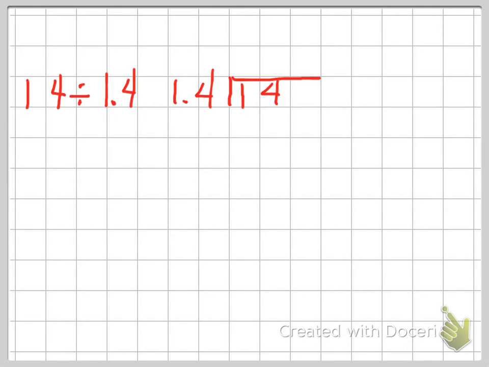Now, when you're dividing by a decimal, you actually have to move the decimal. But what you do to one, you do to the other. So we're actually going to move it to the right, because that's the only way you can move it is to the right. So I'm going to move this decimal 1 to the right. And what I do to one, I do to the other.